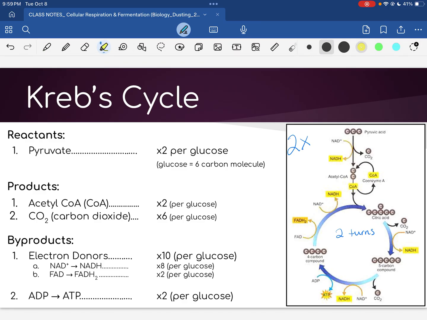Okay, so in this case here, we get 2 pyruvates per glucose, right? We're talking per glucose. We get 6 carbon dioxides released because we had 2 pyruvates go into the Krebs cycle. So those 6 carbons in the 2 pyruvates get released as carbon dioxide. We get 10 electron donors. 8 of those are NADH, and 2 of those are FADH2 per glucose, and we get 2 ATPs per glucose.